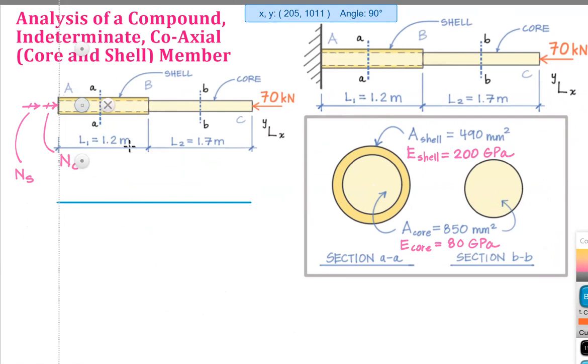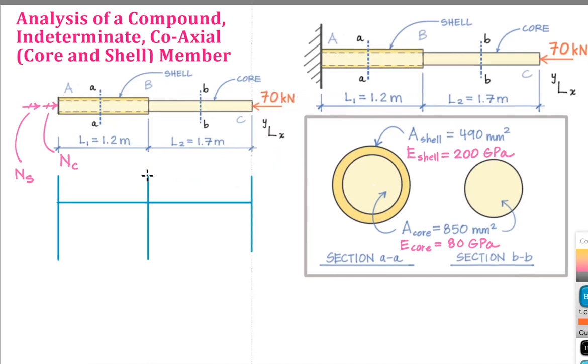I'm getting an error message with my microphone, so if you lost me for a minute, I'm back and badder than ever. All right, so what I'm doing is a diagram of internal normal force. So we could call this N for normal force. And above the line is where we plot any type of internal tensile forces. Below the line is where we plot internal compressive forces.